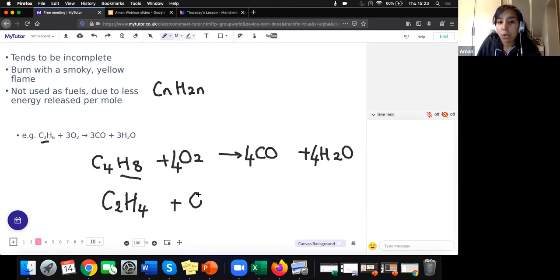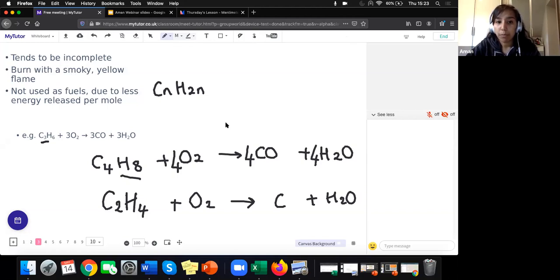Ethene will react with oxygen. I said it's going to produce carbon and water. And as in exam questions, they will always tell you what's produced when you undergo incomplete combustion. They won't tell you if it's complete combustion. So if they say complete combustion, then you need to be able to do carbon dioxide and water. If they're saying it's incomplete, they will tell you the products.